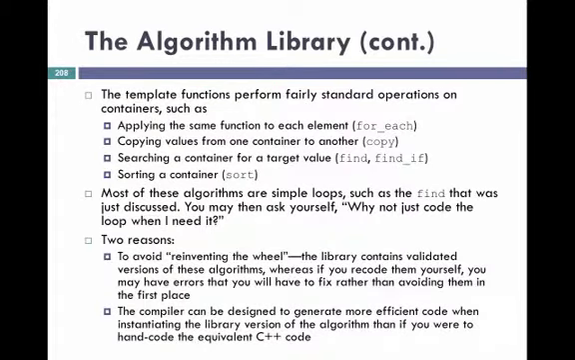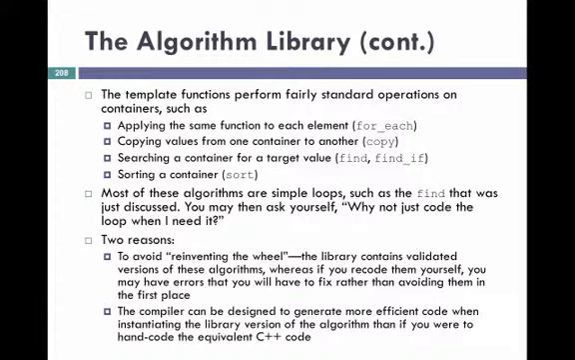Now, a template function performs fairly standard operations on containers. You could apply some function to each element, that's for_each. We can copy, we can find, and we can sort. And most of these algorithms are simple loops, such as find, and you could ask yourself, why not just code the loop when we need it?